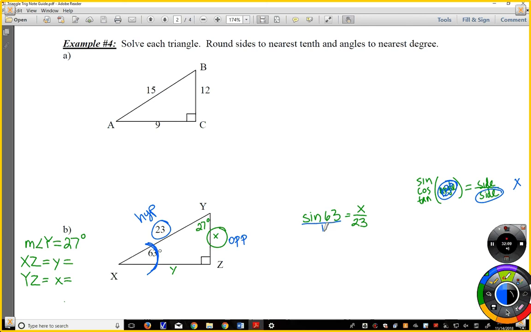So you can see 23 is going to multiply the sine of 63. And 1 is going to multiply x and just make x. So this is how we'll get our answer. We'll do 23 times the sine of 63. And the sine of 63 is some crazy decimal that the calculator knows. And we're not expected to know it. When you multiply them together, you should get, if we round to the nearest tenth, 20.5.